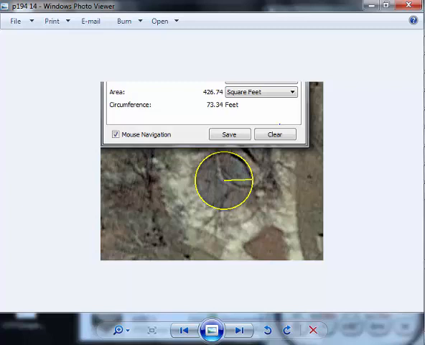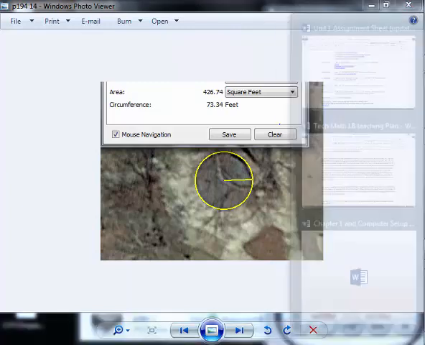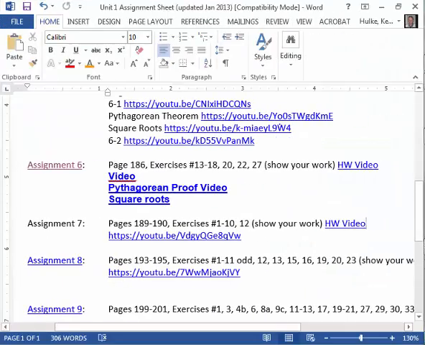This is number, I forgot what the next thing that we were supposed to do was. Number 12.